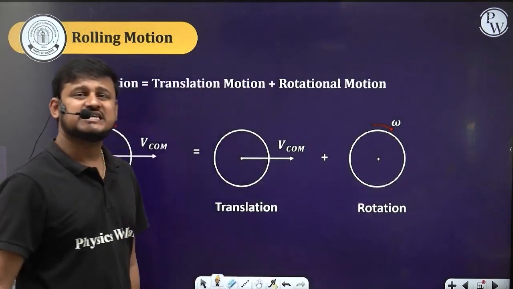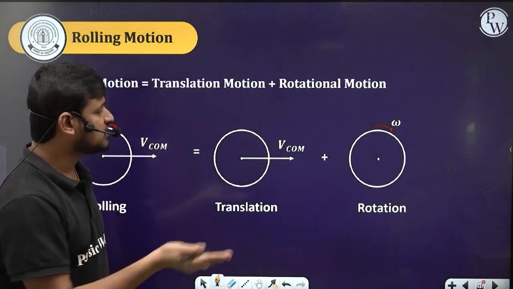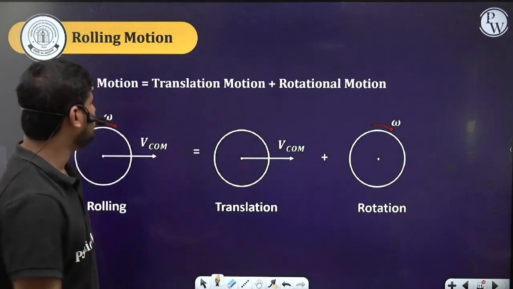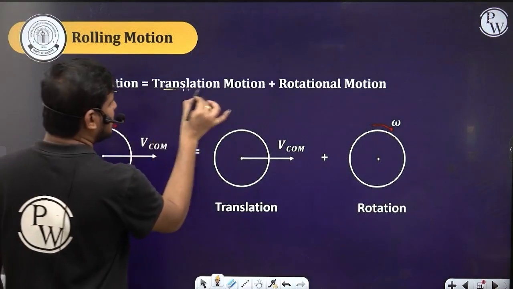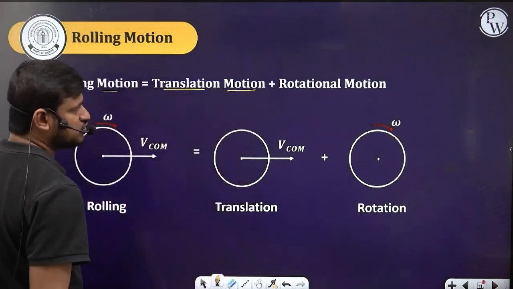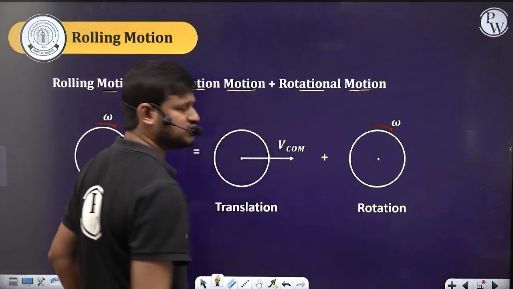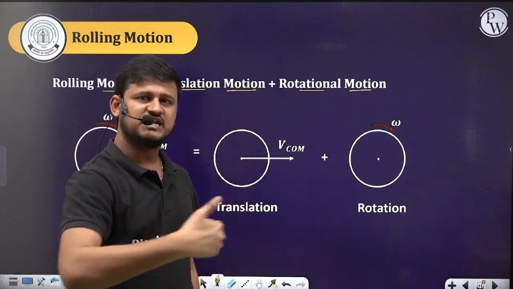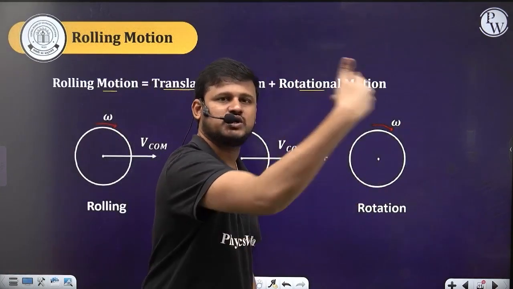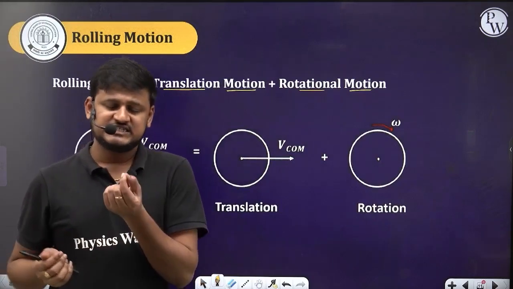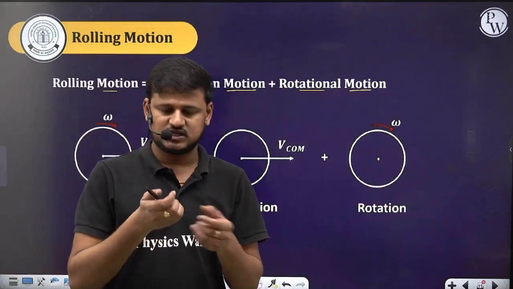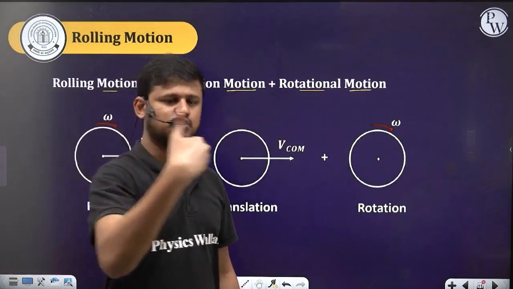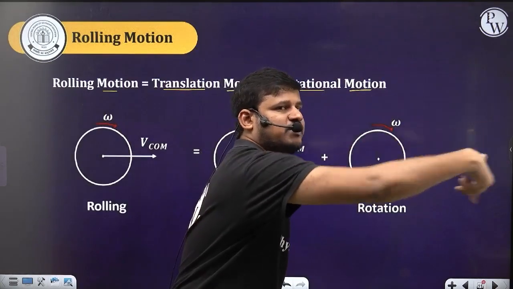Chal. So first, what is rolling motion? Rolling motion is a combination of translational motion plus rotational motion. First understand the feeling of rotational motion. Let's suppose a wheel is rotating like this. Let's suppose this is the wheel. This wheel is rotating and moving forward.